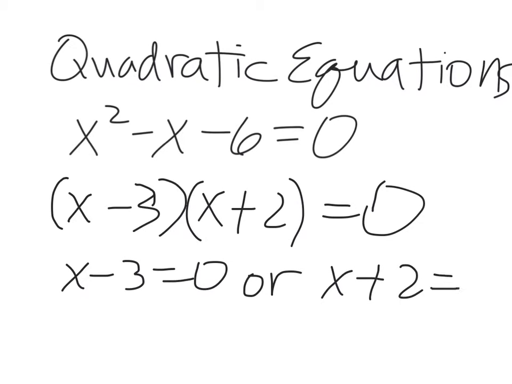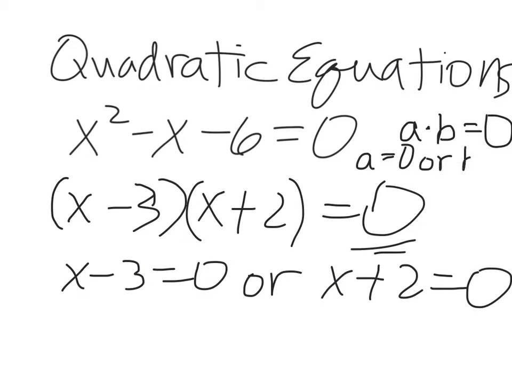Now, do you know why we do that? If we have a product that is equal to 0, what do we know about one of those two numbers? Okay, if A times B equals 0, then either A equals 0 or B equals 0. And formally, we call this the zero product property.